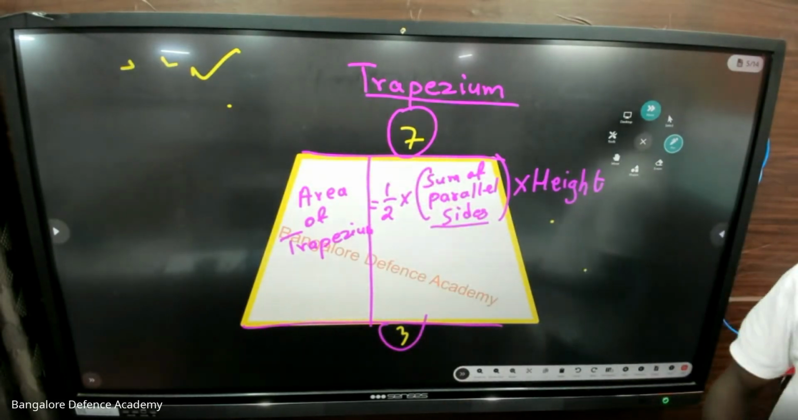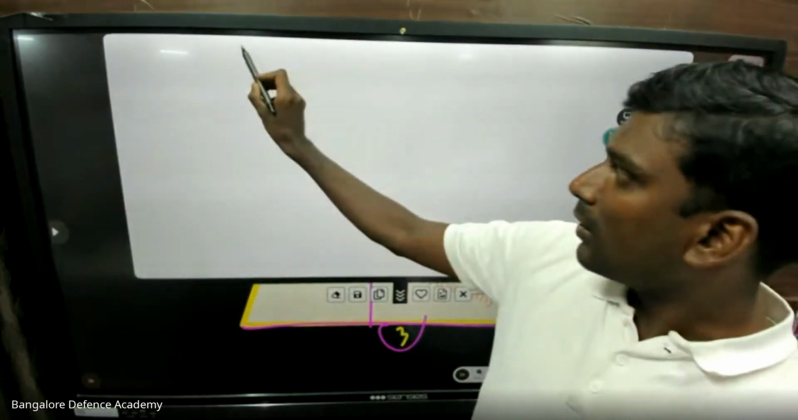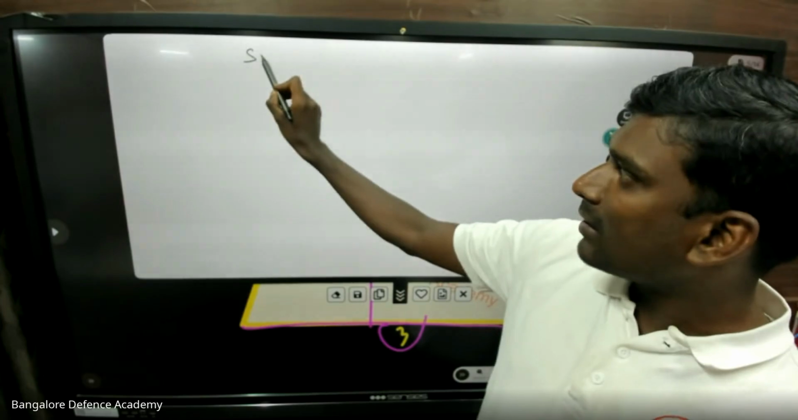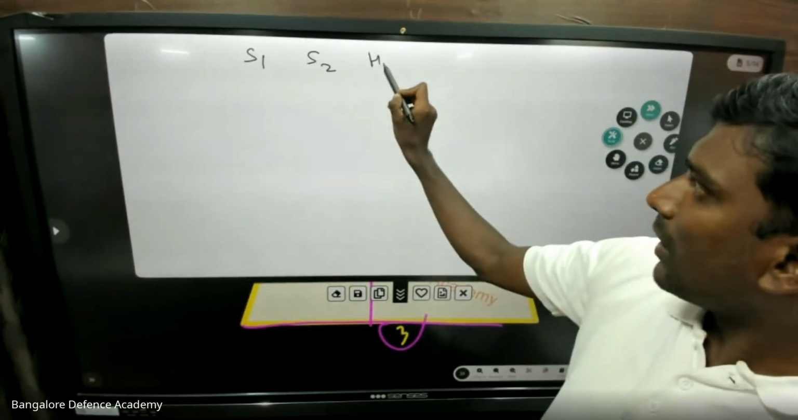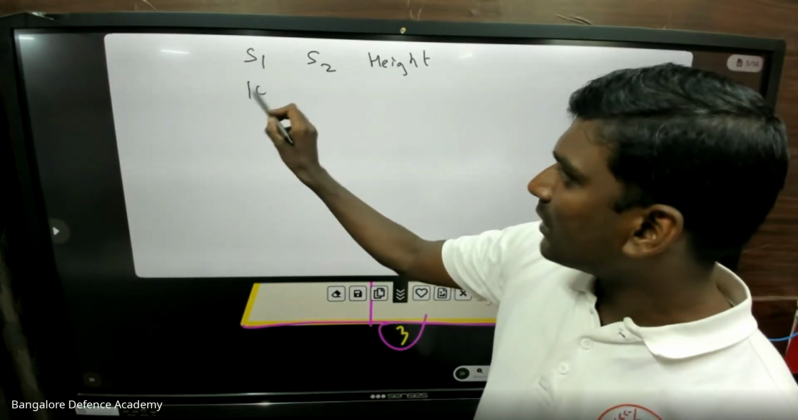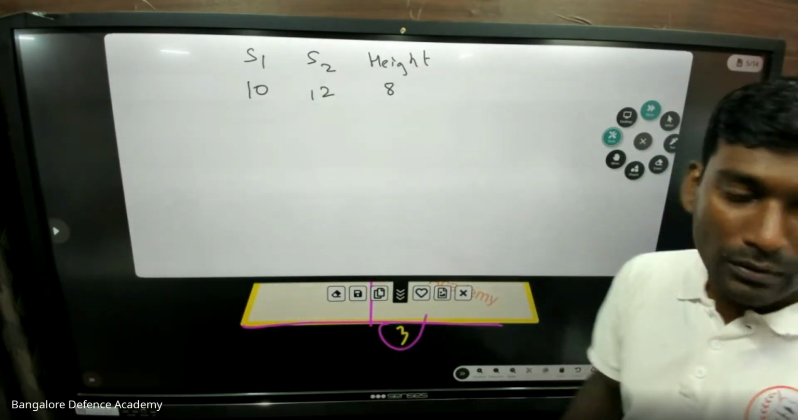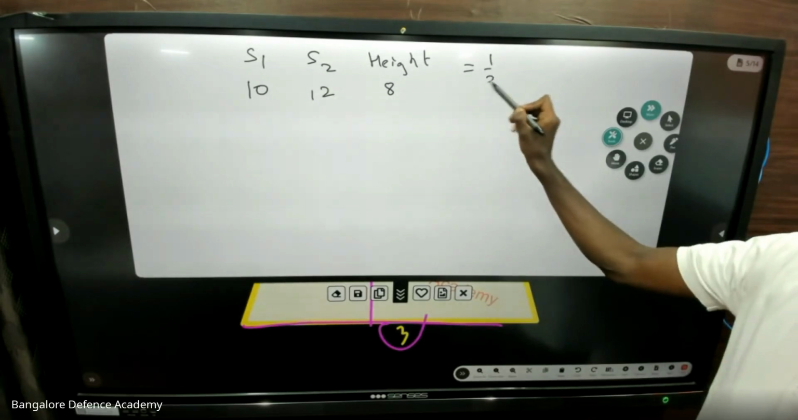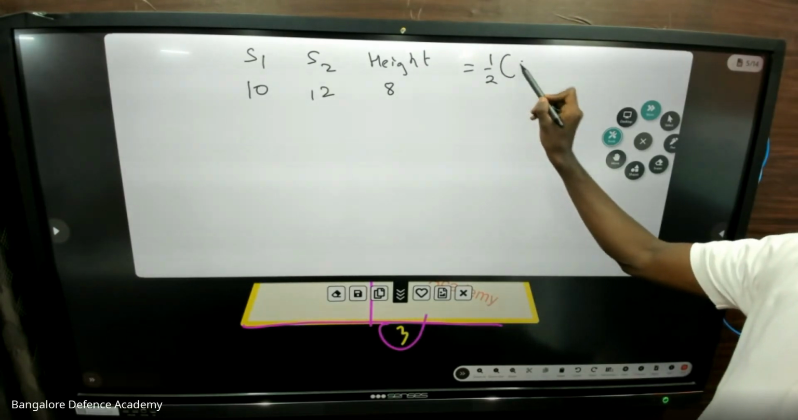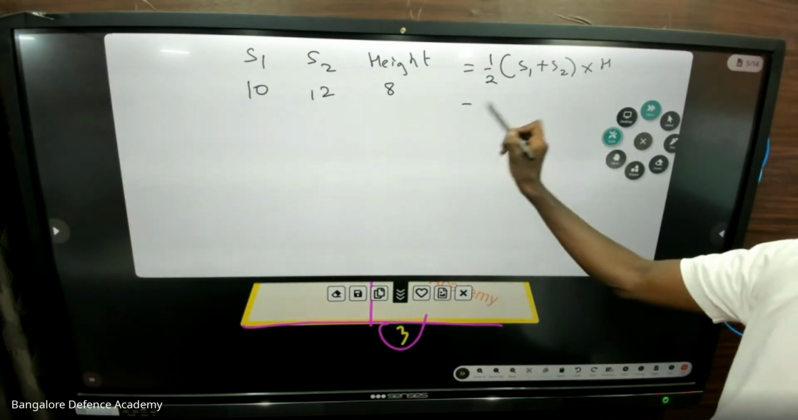Have you written down the formula? Written, everyone? Okay. Now, let's try to solve a question. I am giving parallel side 1, parallel side 2, and I am giving you the height. If one side is 10, another side is 12, and the height is 8, now I have to find the area. What is the formula? Half into sum of parallel sides s1 s2 into height.